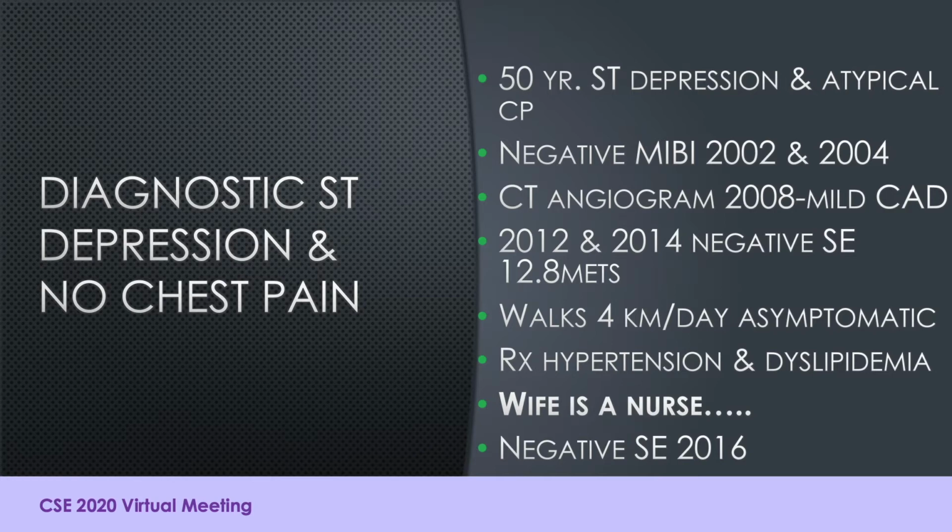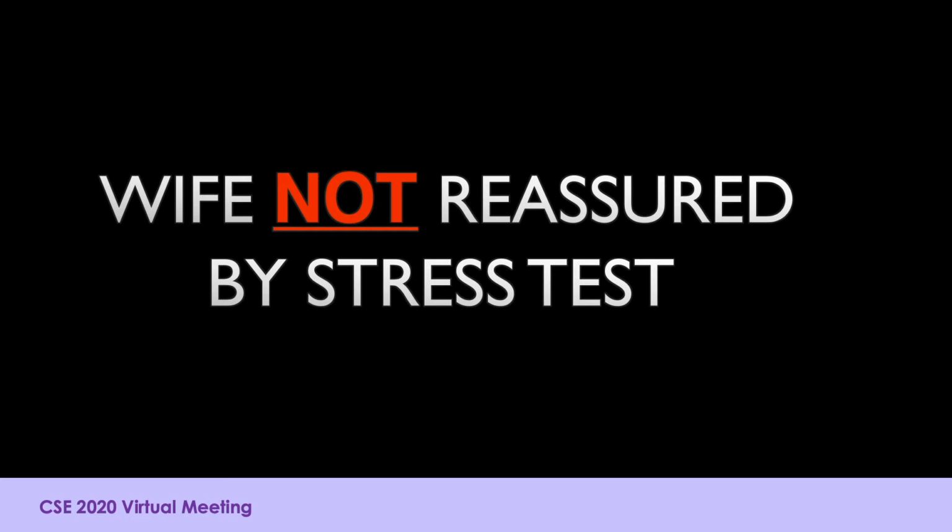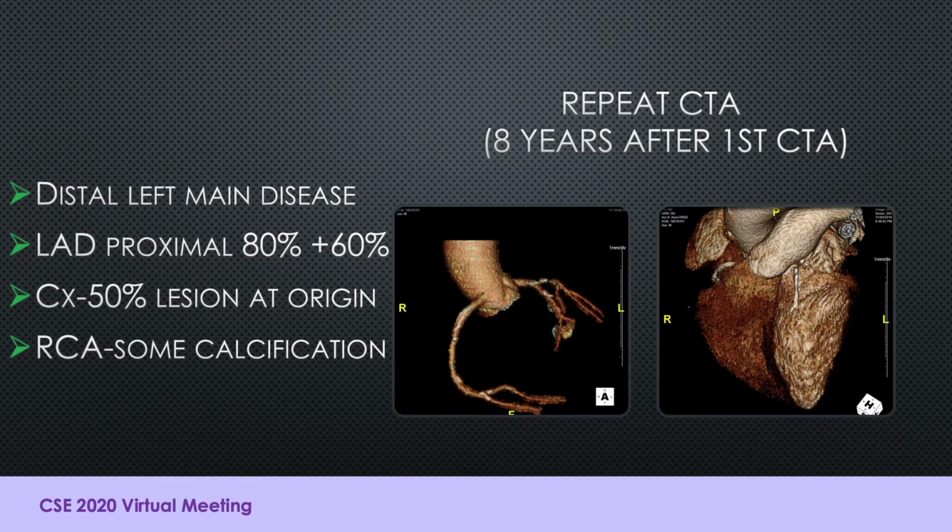His wife is a nurse, and I mentioned that because I did a stress echo in 2016 and I told her it was normal, as I told her husband. However, she was not reassured by this stress test. She wished another CT angiogram, which I felt was reasonable. So this would be 8 years after the first CTA, and this indeed did show progression in his coronary artery disease. His LAD had a proximal 80%, followed by mid 60%. The circumflex had a 50% lesion, and the RCA had some calcification.